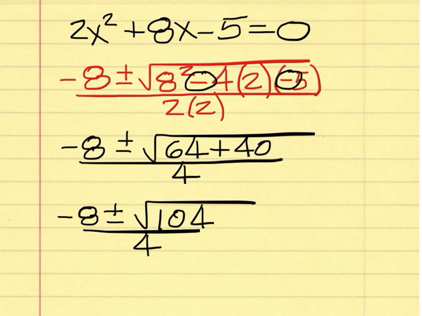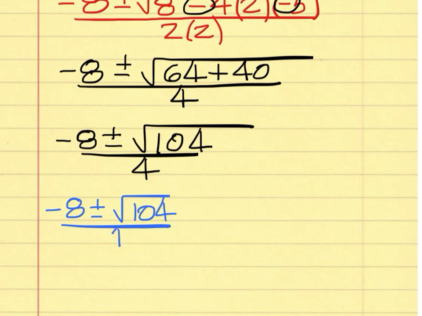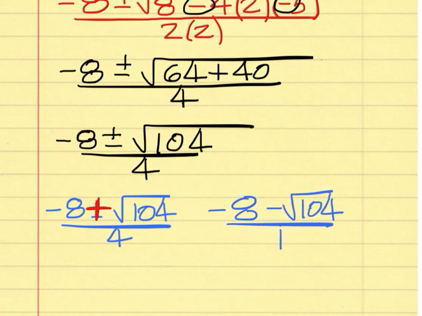104 is not a perfect square. So what you have to do is you still break it up into two problems, like this. Alright, so over here this is really a plus sign, and on the right hand side over here -8 minus the square root of 104 over 4.